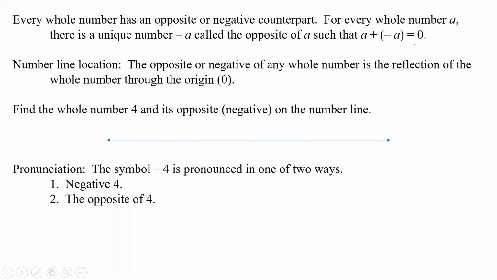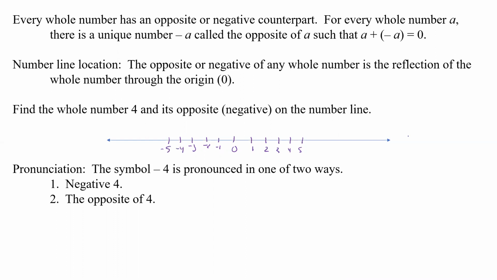Now, the number line location. The opposite or negative of any whole number is basically the reflection of that whole number through the origin, which is what we call 0. So if this is 0, then we can say there's 1, 2, 3, 4, 5. And then we also have the opposites of each of those. If we reflect this distance across over here, we get negative 1. Here we reflect across that, we get negative 2. Here we reflect that distance, negative 3. Here we get negative 4. And finally, that becomes negative 5.